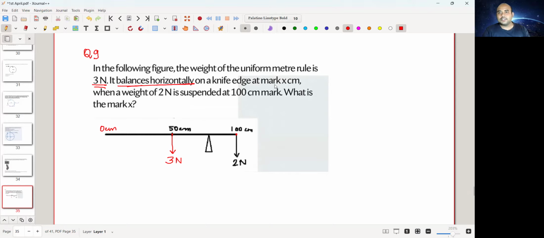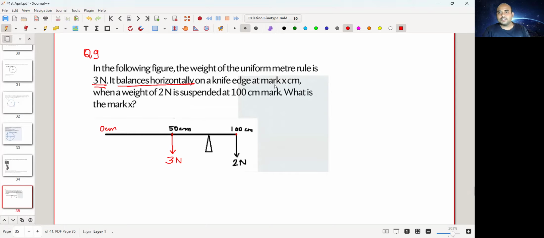So what is this distance? Can you tell me? What is this distance? Very easy. This is 50 centimeter, this point. This is X centimeter. So what could be the distance between 50 and X? So it is X minus 50. X is bigger, no? So X minus 50. This is the distance between these 2 points. X minus 50. Easy.